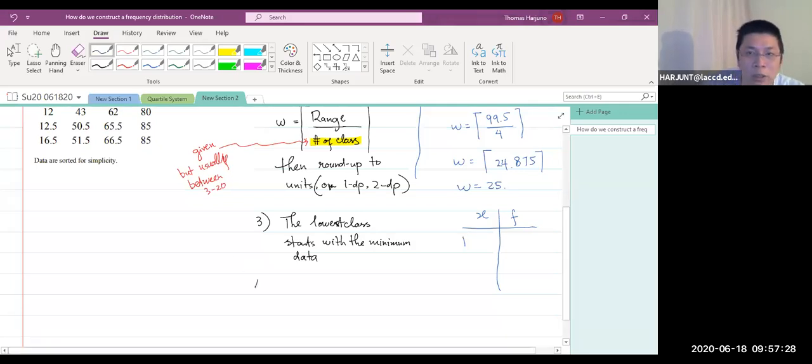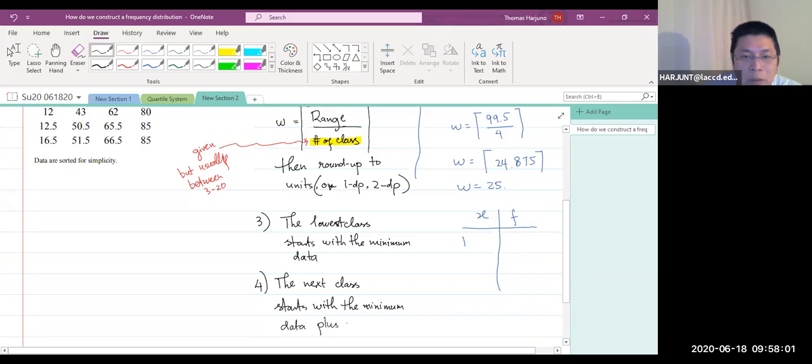Now, the next one is the one you need to be careful with. The next class starts with the minimum data plus class width. So from this one here, the next class, you add the class width. That will be 26. And you keep on doing that until you get 4 classes.